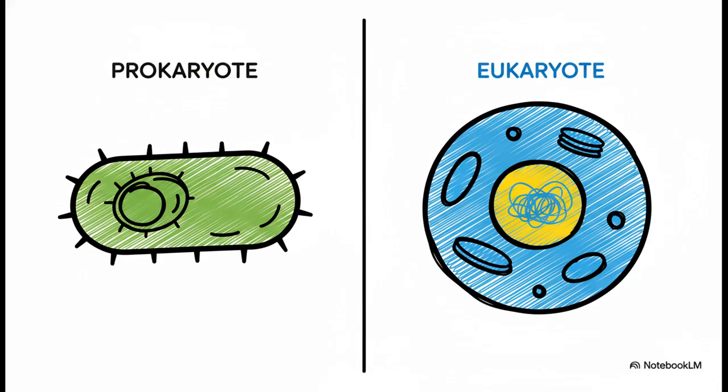But then, on the other side, you have the complex eukaryotes. Now, these are the cells that make up you, me, every plant, every animal. And their defining feature? Compartments. They're full of these little membrane-bound rooms, with the most famous one, of course, being the nucleus.